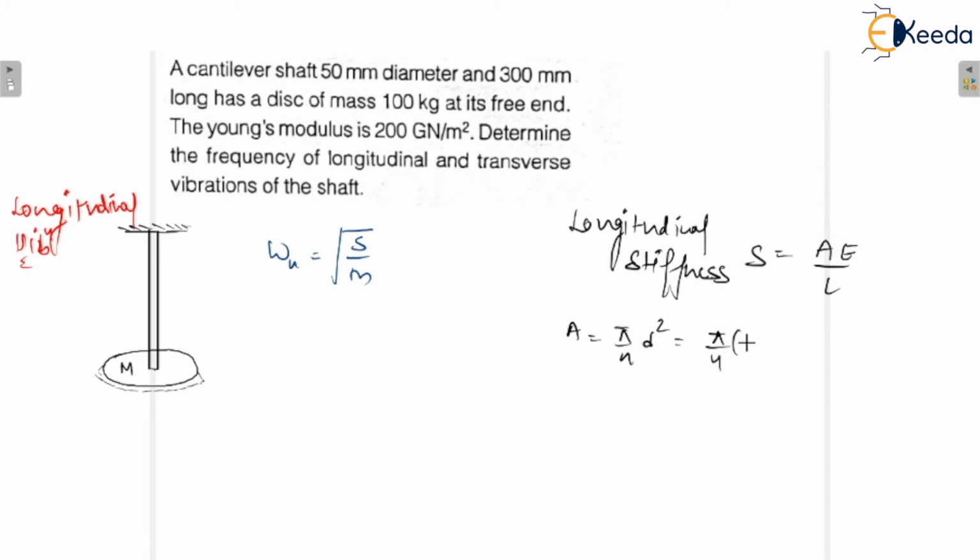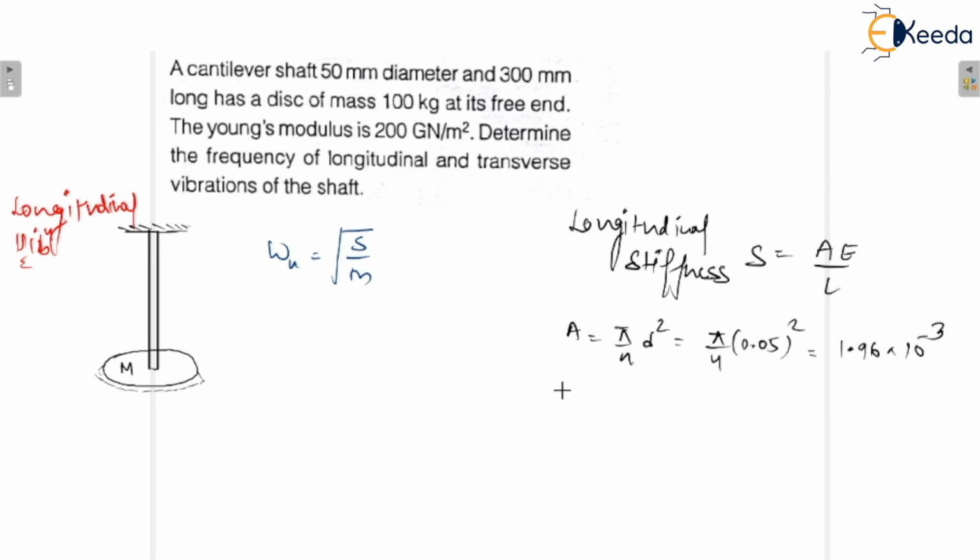Pi by 4 d square is basically pi by 4 into 0.05 whole square. In meters, I'm going to put the value of diameter. So in order to calculate the area in meters, when you solve this, you will get the value of area that comes out to be 1.96 multiplied by 10 to the power minus 3.